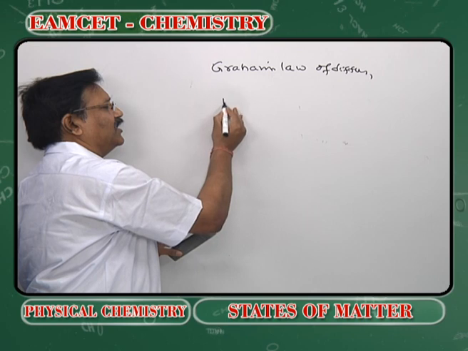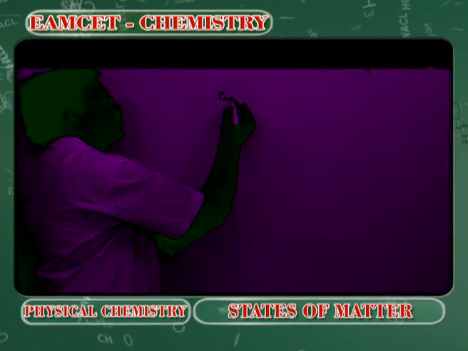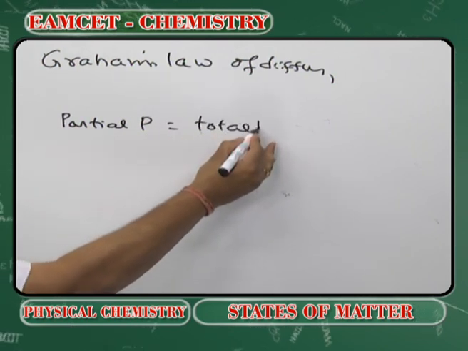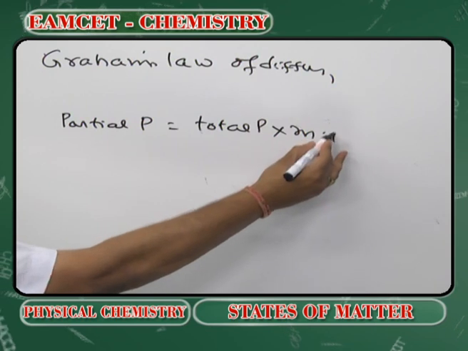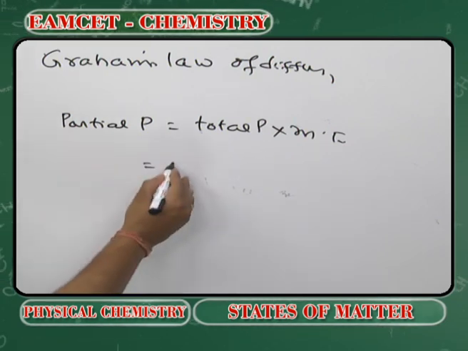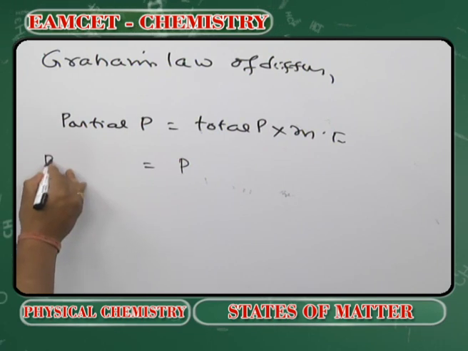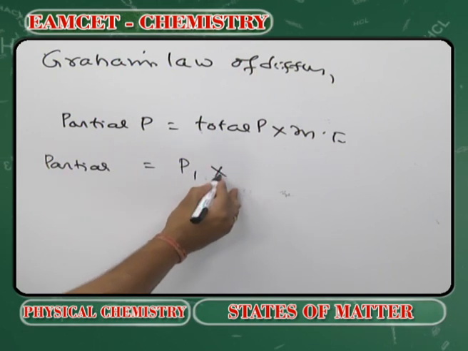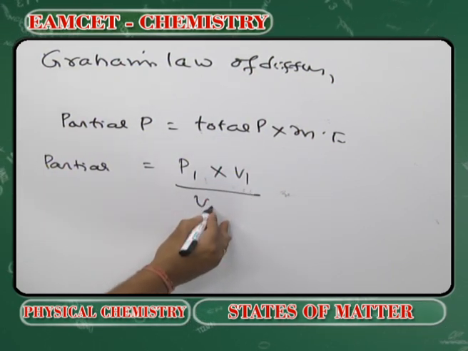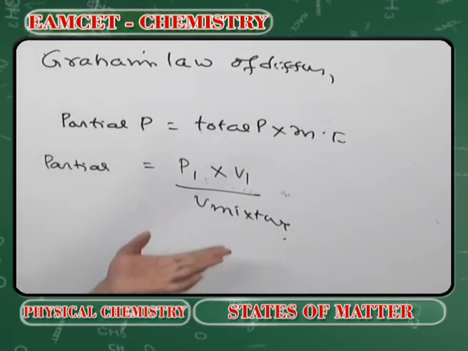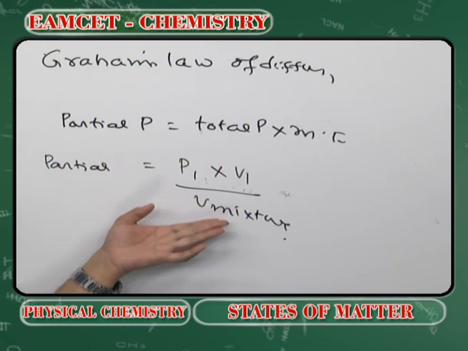Now, how to find the partial pressures? Partial pressures can be calculated in two ways. Partial pressure is equal to total pressure multiplied by mole fraction. When initial pressure and initial volumes are given, partial pressure will be equal to initial pressure multiplied by initial volume divided by volume of the mixture. This relation is generated by applying Boyle's law.